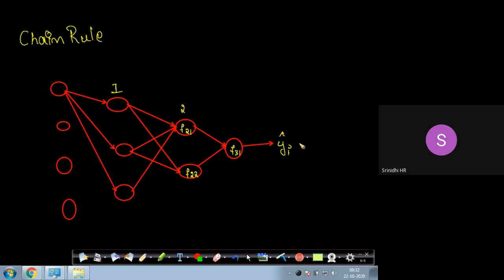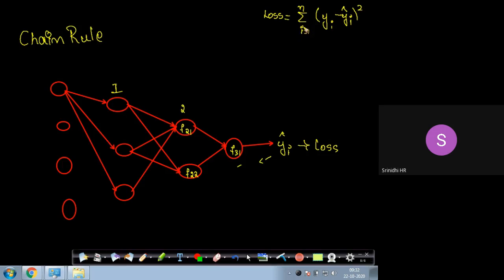So with yi cap, there has been a loss. If there is a loss, I'll start back propagating now. What is the formula to find the loss? Can anybody just tell me? Loss is yi minus yi cap whole square, summation i equal to 1 to n for all the nodes of yi minus yi cap whole square. We knew this.